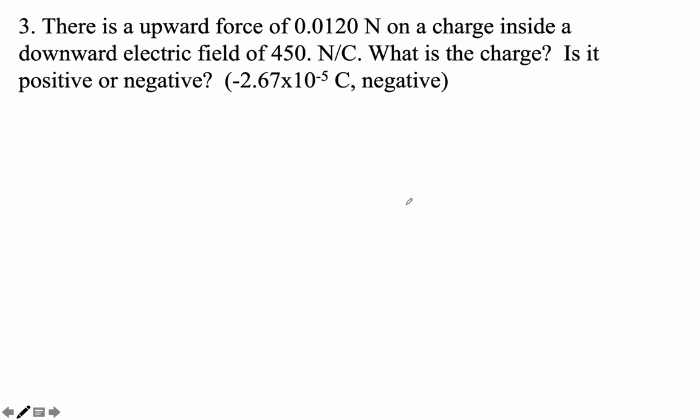Okay, there's an upward force of 0.0120 newtons on a charge inside a downward field. Ooh, we got a downward field. So it's an upward force, but a downward field. So it must be a negative charge. But let's draw a picture here.